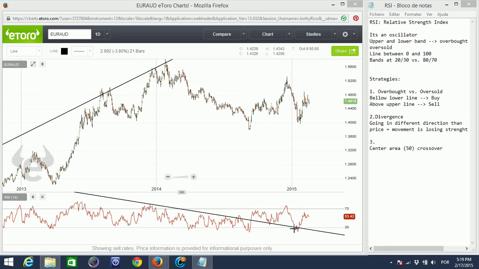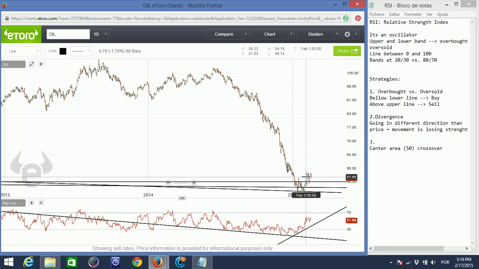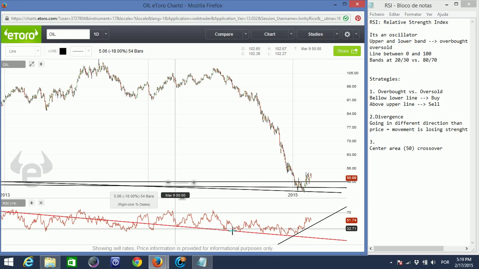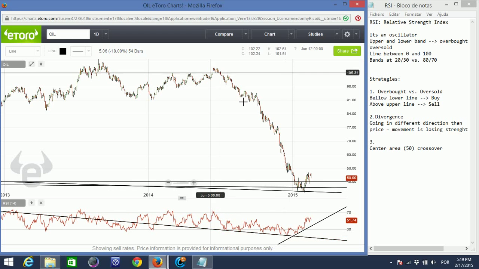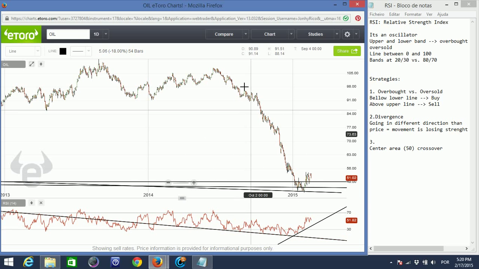Okay, next example. This example is with oil. We see that the market was overbought over there and started a nice downtrend in which you could have made a good profit. The other thing I'd like to mention here is that the lower levels of the RSI are lower and lower as the downtrend progresses, right? So it's confirming what we are seeing.